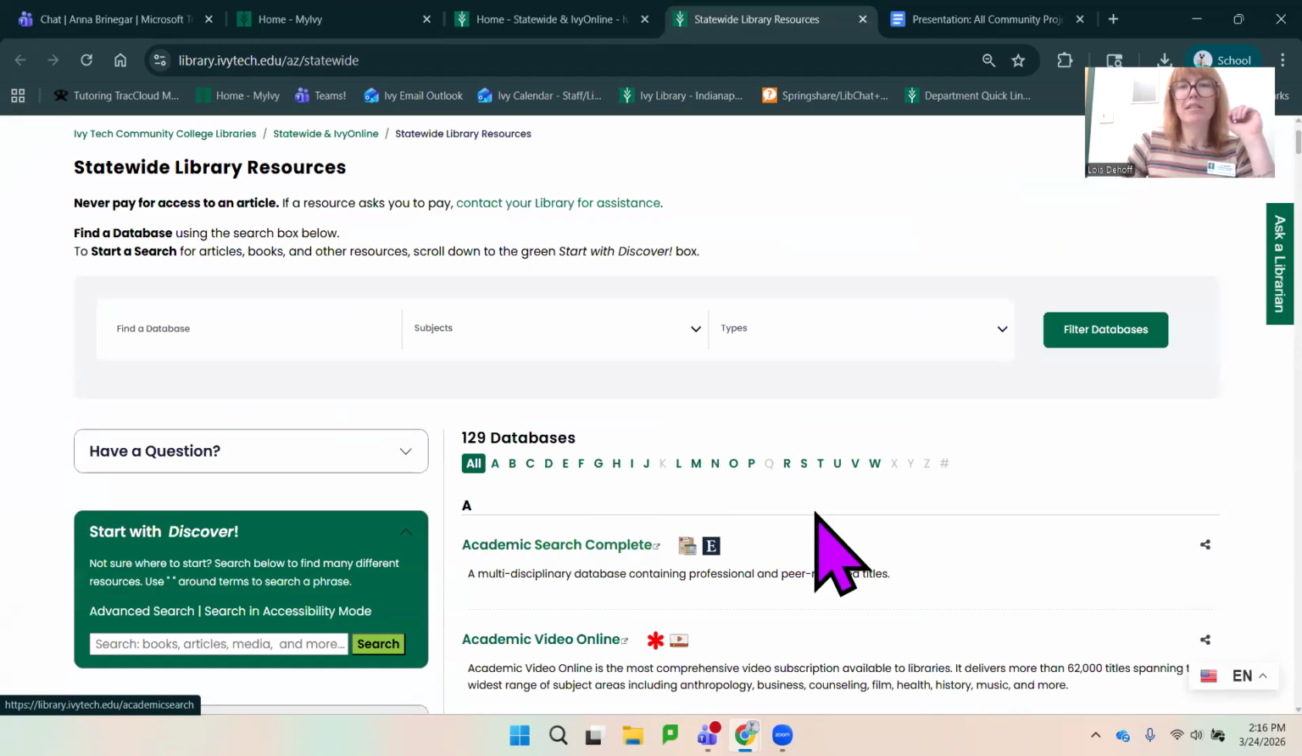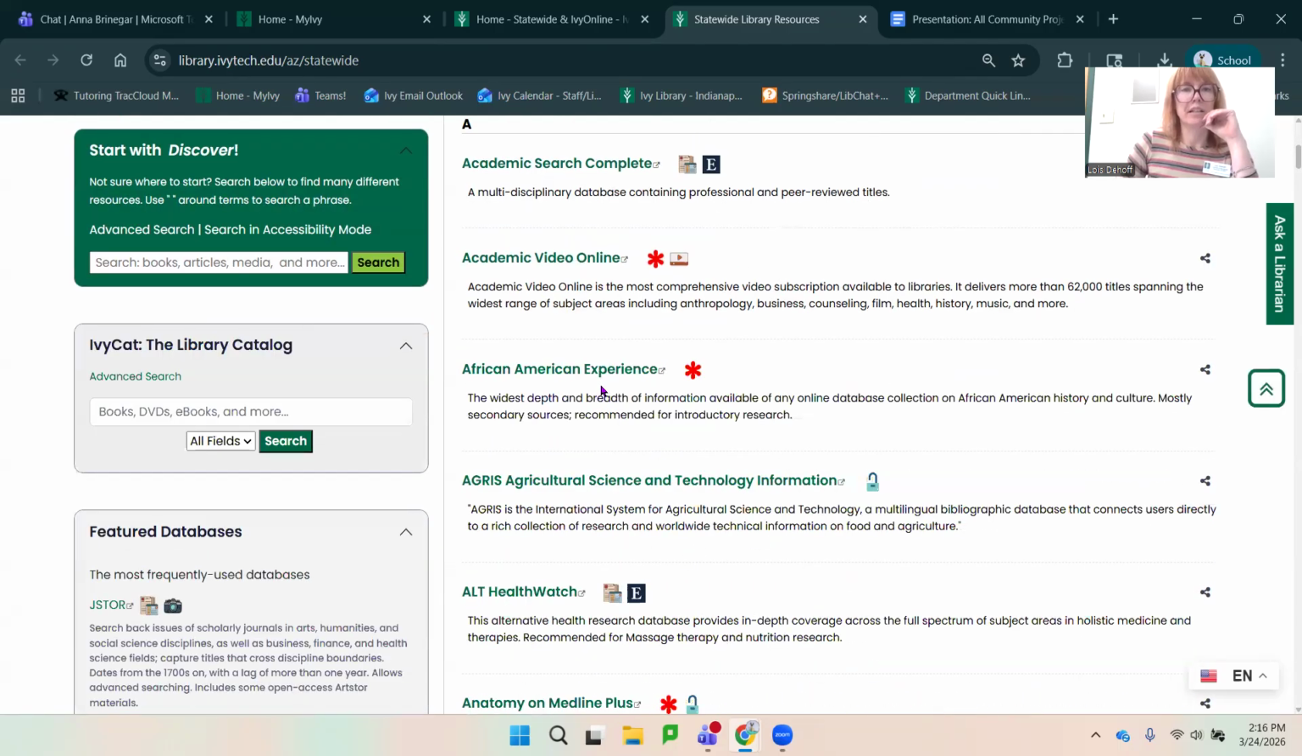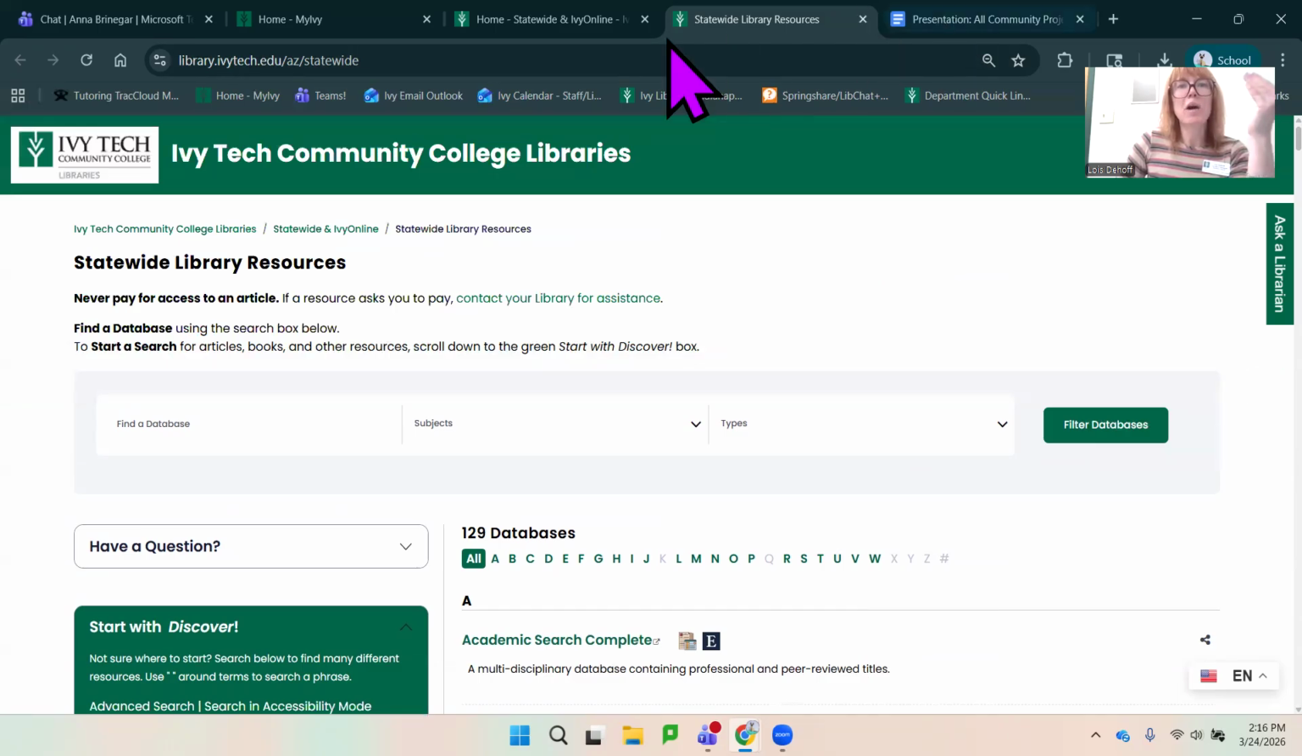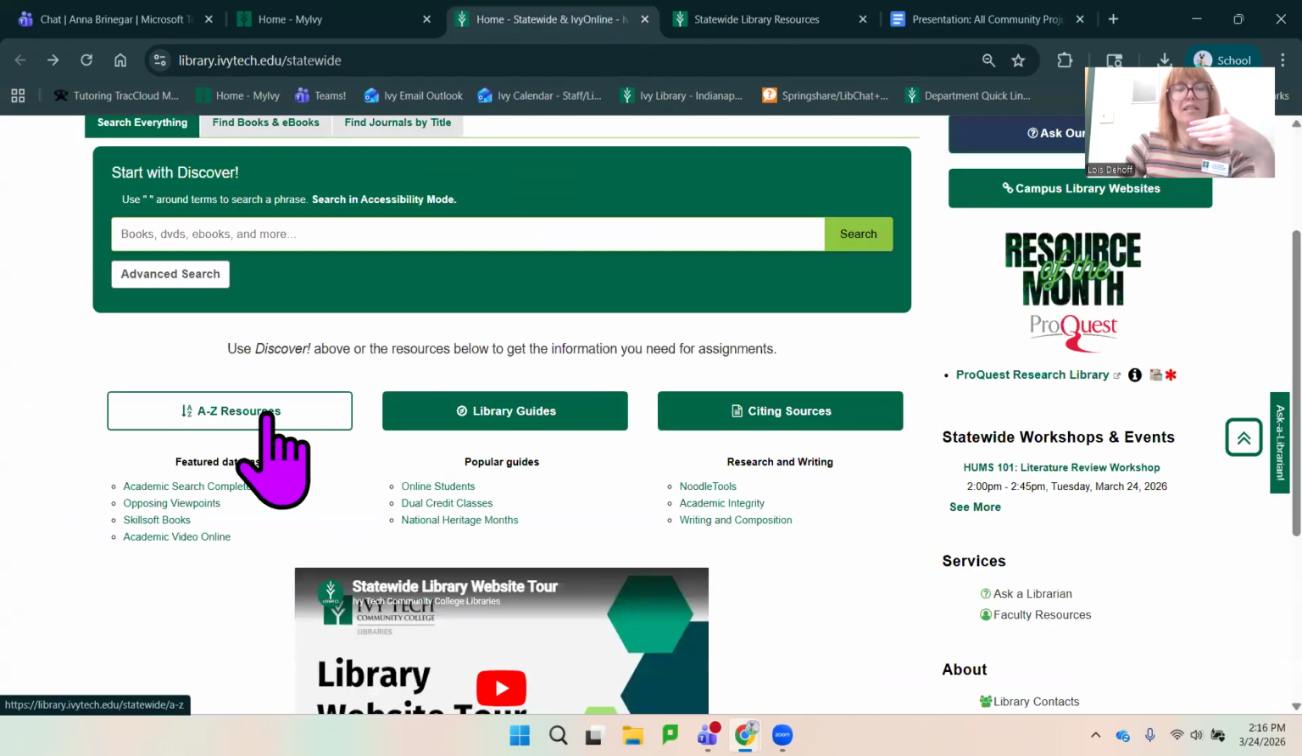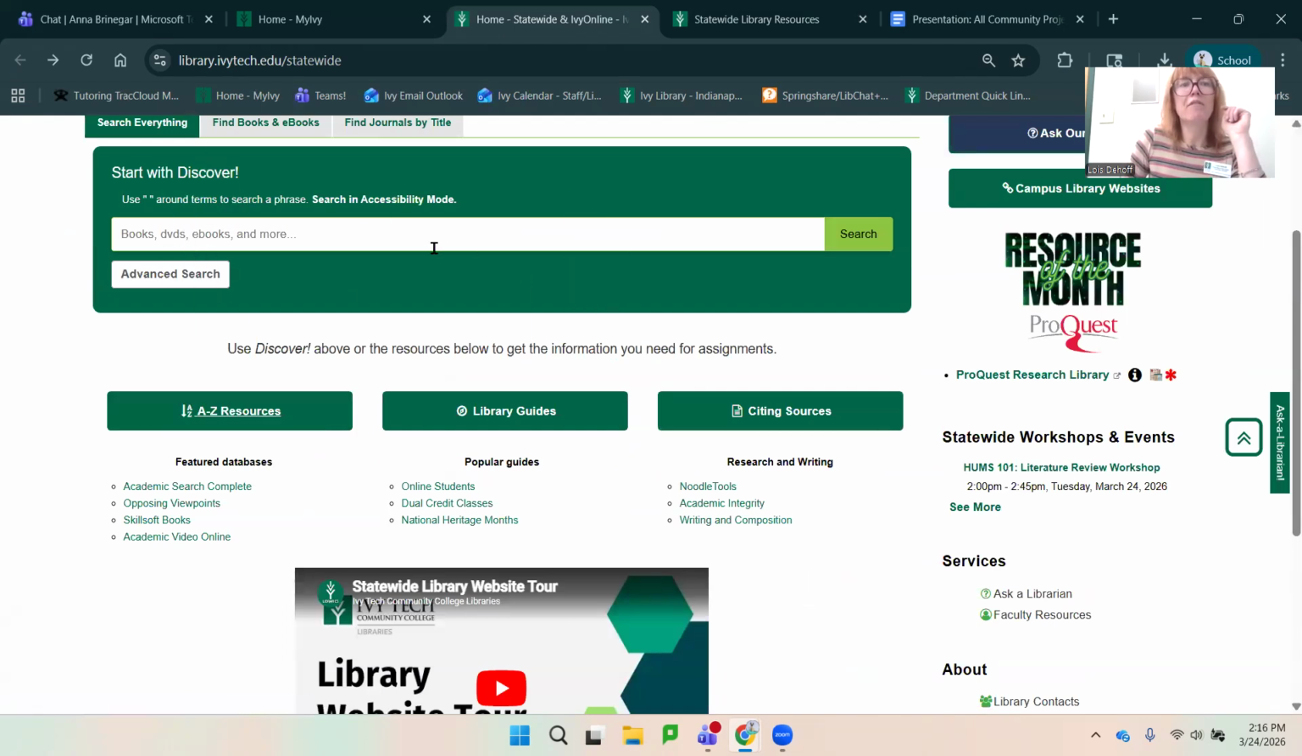And you can think about this as shopping, or very similar to it. Like if you were going to spend your Saturday shopping, and you went to one shop, then another shop, then another shop, that is what that A to Z resources does. It allows you to go into one shop at a time. However, when you go into Start with Discover, you can actually look at all 129 databases underneath this A to Z resources all at once.